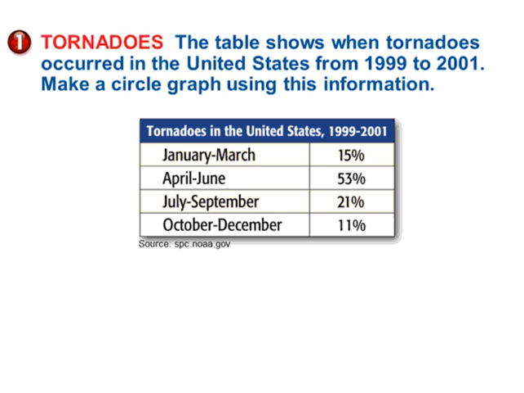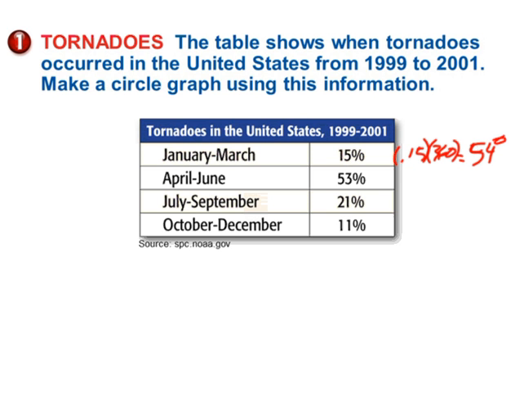Tornadoes. The table shows when tornadoes occurred in the United States from 1999 to 2001. Make a circle graph using this information. Well, if 15% of the tornadoes occurred January through March, that means that 15% of our circle has to show that area. So 0.15, that's 15% in decimal form, times 360 will give me the degrees, or the amount of the circle that has to be used for that area. So that would be 54 degrees.